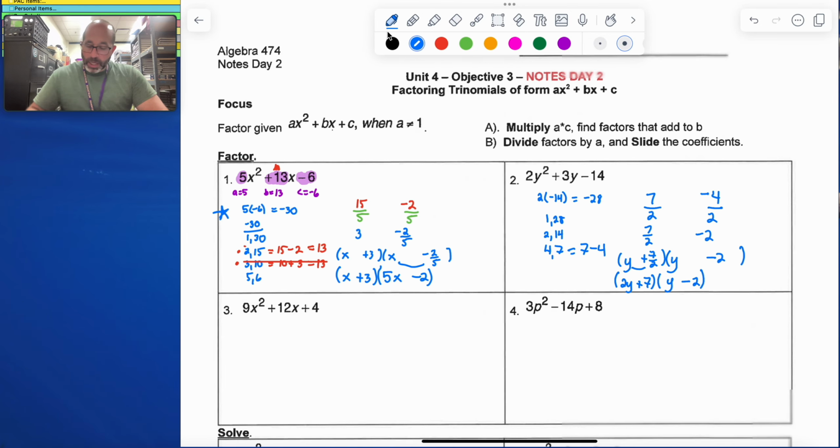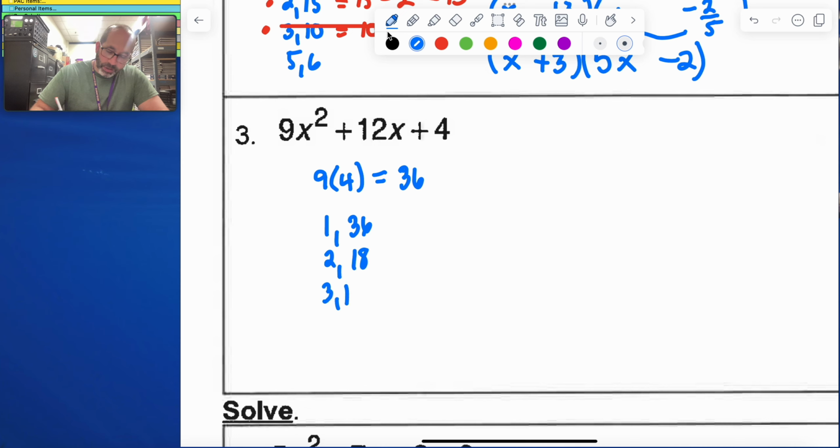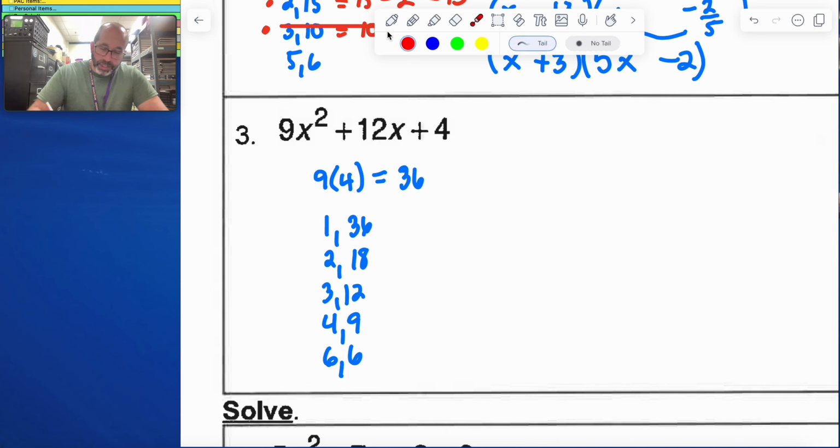Okay? Take a look at number 3. Same thing. 9 times 4 equals 36. Factors of 36 are 1 and 36, 2 and 18, 3 and 12, 4 and 9, and then 6 and 6. And the only ones that will give us a positive 12 would be a 6 plus 6.